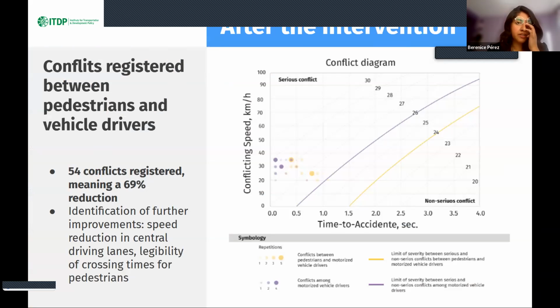Then, after this intervention, we returned to Puebla 2 months later, sorry, we returned in January 2020. We identified a 69% reduction in conflicts. Also, we identified further improvements such as speed reduction in the driving lanes and improved crossing times for pedestrians.